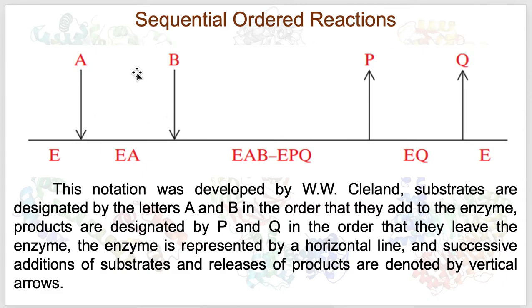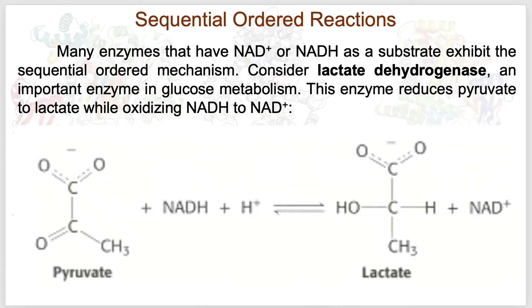If you see this, first A binds with the enzyme and forms EA, then the binding site of B is activated, so B can now bind with this complex and EAB is formed. This is called a ternary complex. Intermediate products are formed, like EAB, EPQ, and then one product P is released. Finally, product Q is released. So everything happens in an orderly fashion. This is an example of a sequential ordered reaction.